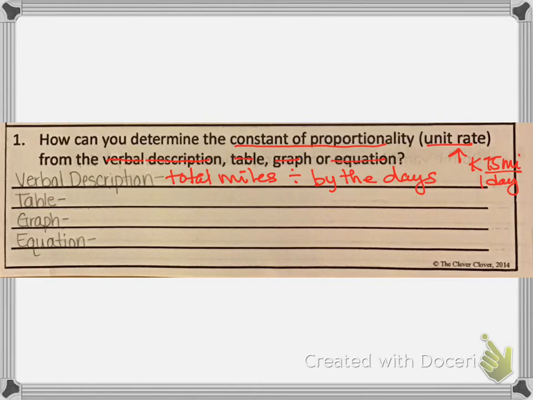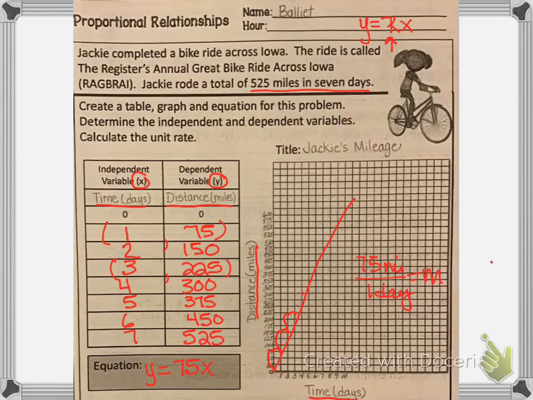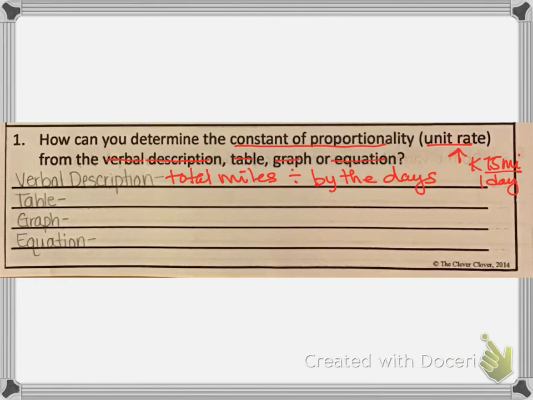So if we looked at the table, we're looking for where the 1 is the independent variable, where the x is, right? So we see that right here, that we have 75 miles per 1 day. So we're looking to see where the independent variable known as x is equal to 1, because that's the unit rate, unit meaning 1.